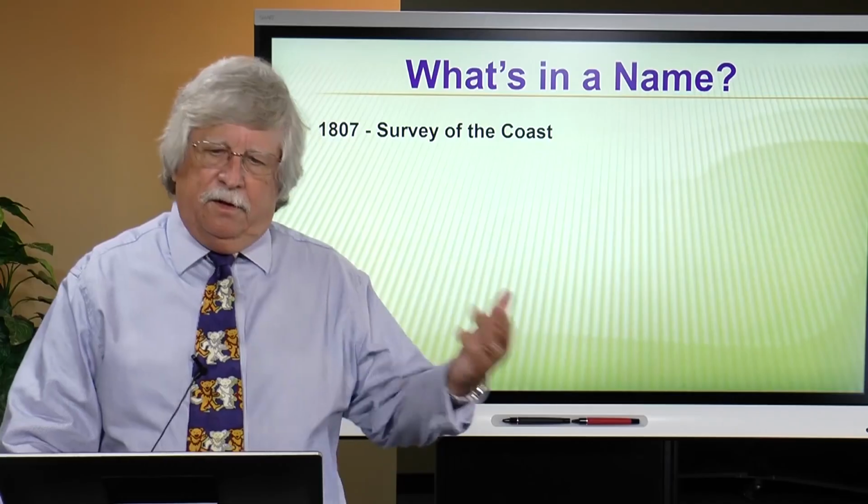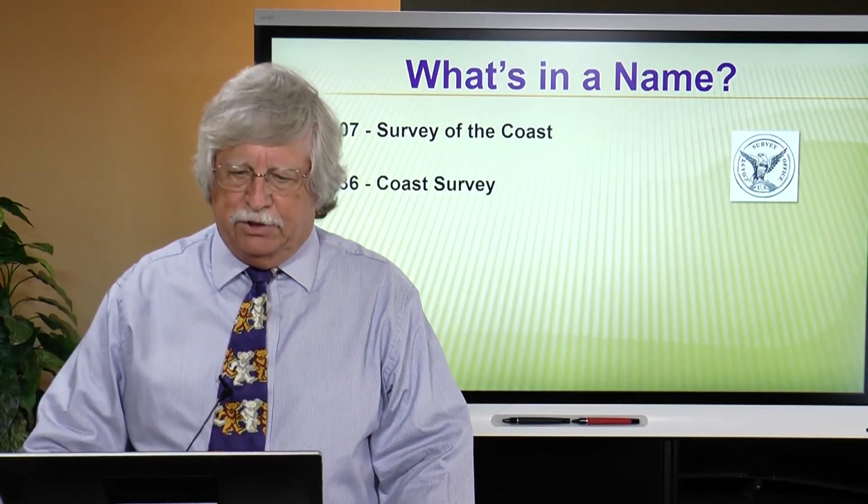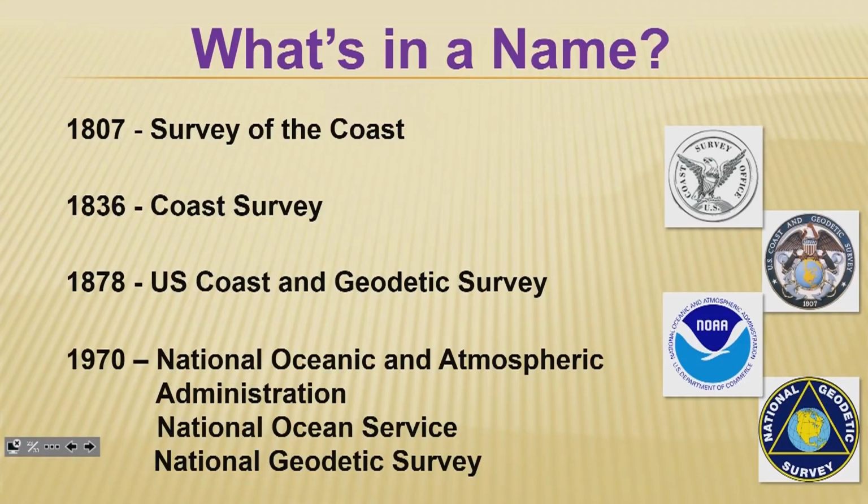And Hassler was the one who actually began this whole concept of building a geodetic reference frame for the United States. The organization has gone through a number of name changes. In 1970, it became part of the National Oceanic and Atmospheric Administration, now known as the National Geodetic Survey. But it's the oldest science agency in the U.S. federal government, and its responsibility is to maintain the geodetic datums.